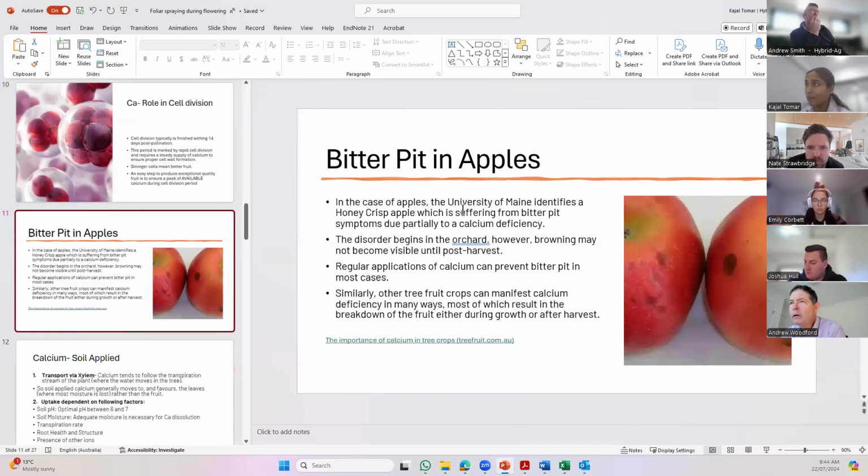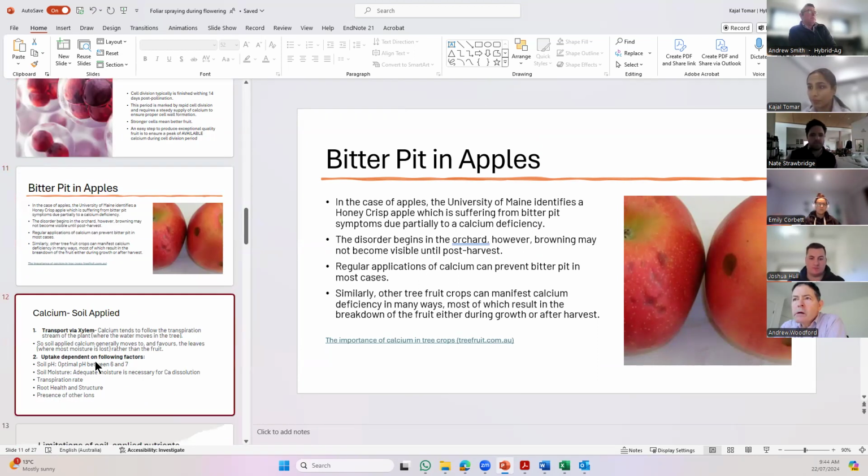This is an example that came out of University of Maine, where they identified a Honeycrisp apple variety, which suffered a bit of bitter pit symptoms due to calcium deficiency during the flowering and cell division stage. And that can obviously be monitored or regulated by applying regular calcium in available forms into the trees.